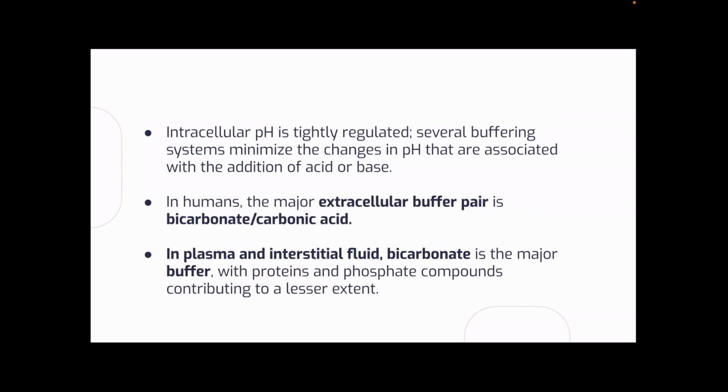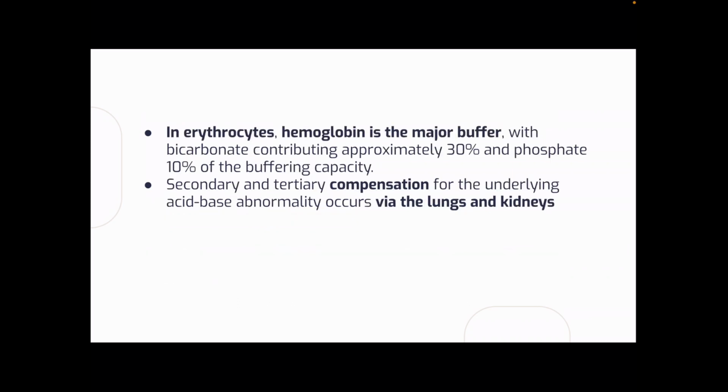So intracellular pH is tightly regulated. There are several buffering systems that minimize the change in the pH that are associated with the addition of acid or base. فدائما جسم الإنسان يحاول يعادل هذا pH في الطبيعي, تمام, في buffering system. يعني إيش؟ عندنا البيكربونات والكربونيك acid هم ضد بعض بالبلازما and interstitial fluid. Bicarbonate is the major buffer, تمام, with proteins and phosphate compounds contributing to a lesser extent. In the erythrocyte, hemoglobin is the major buffer with bicarbonate and also phosphate. Secondary and tertiary compensation for the underlying acid-base abnormality occurs via the lungs and the kidneys. We'll get to this shortly.